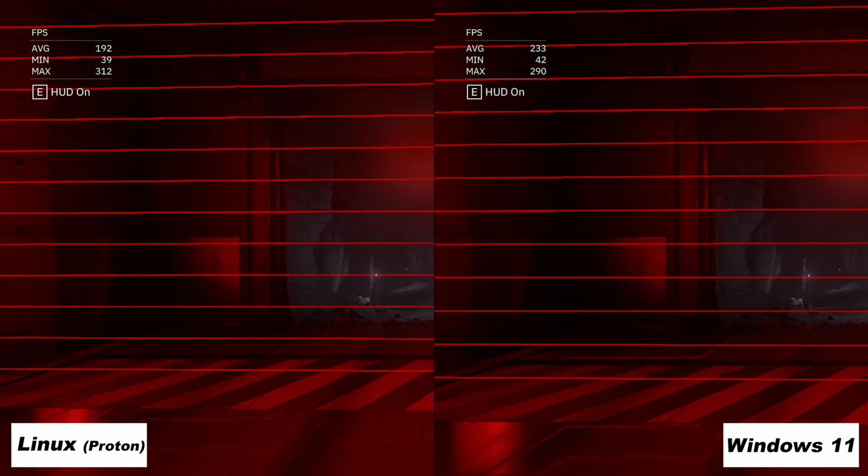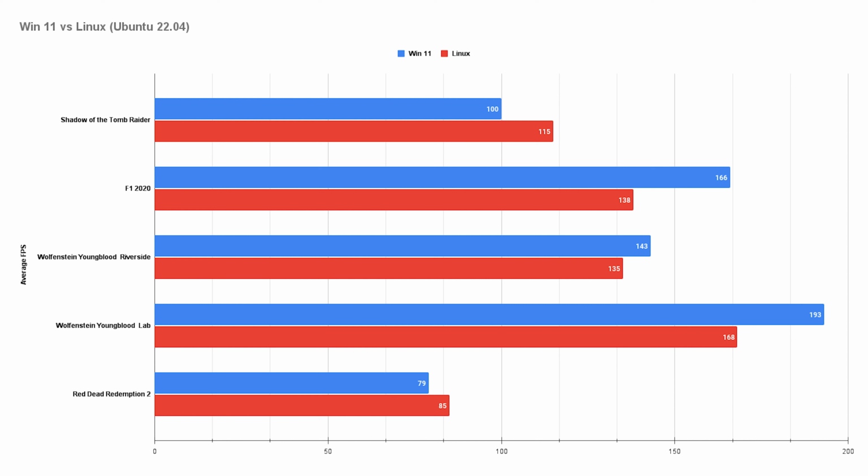Okay, time for the final verdict. Let's start with Shadow of the Tomb Raider, a native title to Windows and Linux. Linux pulls ahead here by 15% higher frame rate numbers. This is impressive and shows how well a AAA title native to Linux can run.